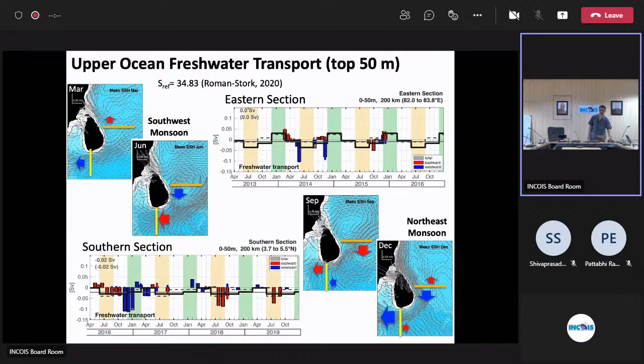It's meant to just give you an idea of roughly what we think freshwater is doing from basin to basin. And remember that an eastward transport of high salinity water, right, is actually a positive freshwater transport. So it's a slightly tricky thing to think about. So if we look at the eastern section, again, right, you see that we've got a positive freshwater transport.